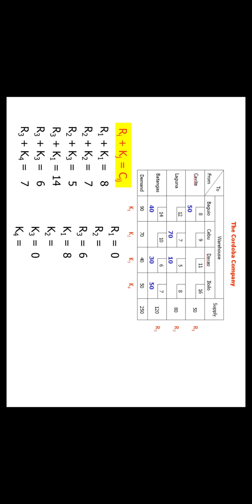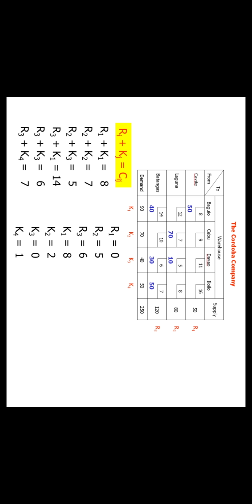Again, if r sub 3 is equal to 6, then for the sixth equation to be true, k sub 4 should be equal to 1. Earlier, we found the value k sub 3 is equal to 0. So if k sub 3 is equal to 0 for the third equation to be true, your r sub 2 should be equal to 5. And if r sub 2 is equal to 5 for the second equation to be true, your k sub 2 should be equal to 2.